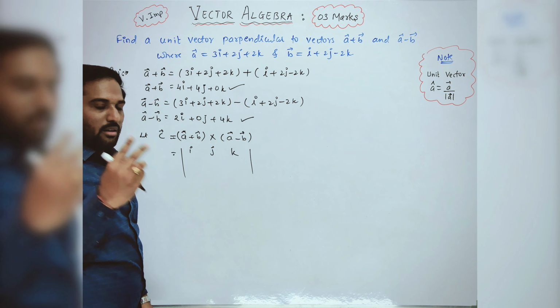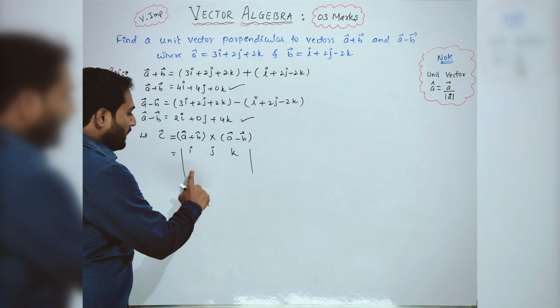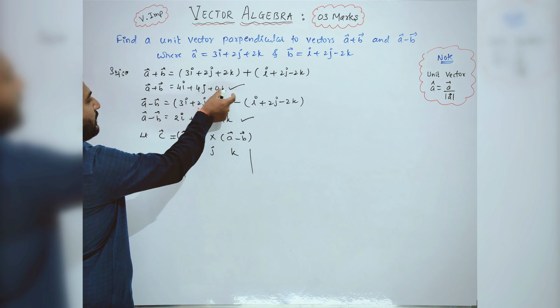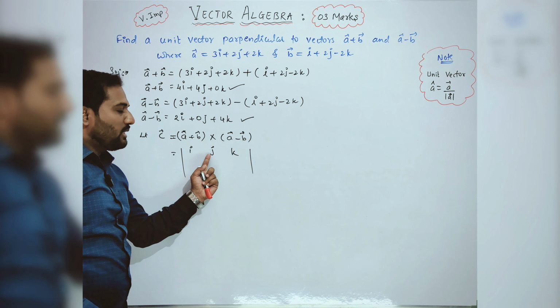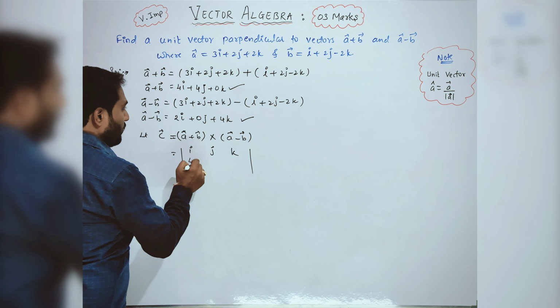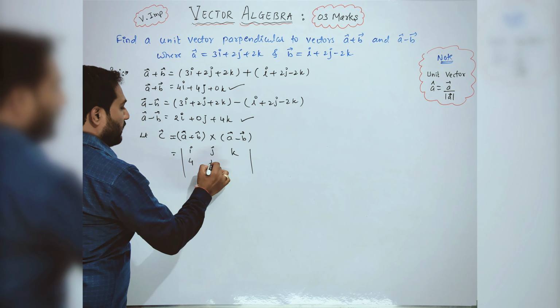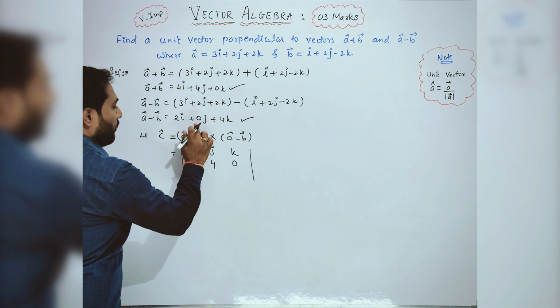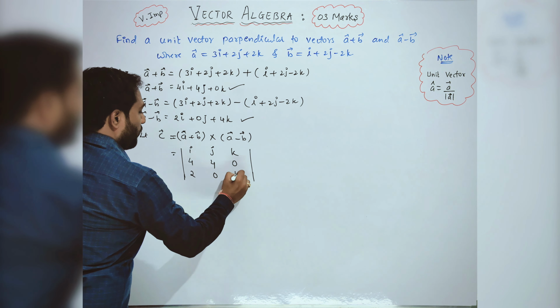We have three rows here. The first row will be compulsory i, j, k. Second row values are the first vector, A plus B. What you need to take here is the i coefficient, j coefficient and k coefficient. The i coefficient is 4, I'll write it as 4. The j coefficient is 4, again I'll write 4. The k coefficient is 0, you write it as 0, with sign, whether it is plus 4 or minus 4. The last row will be the second vector, that is A minus B. Again the i coefficient is 2, j coefficient is 0, k coefficient is 4.